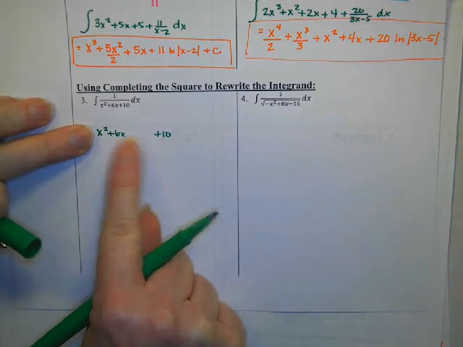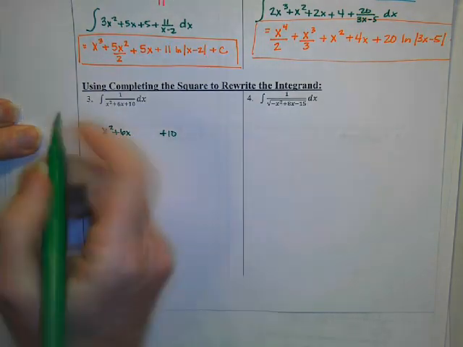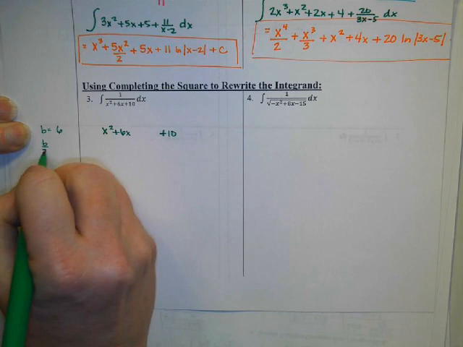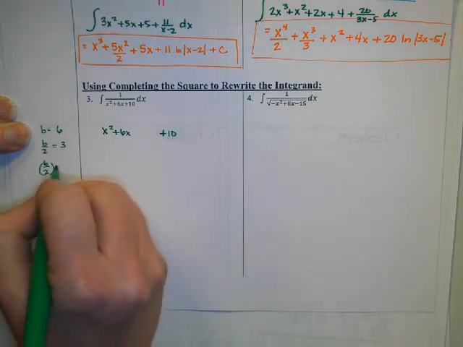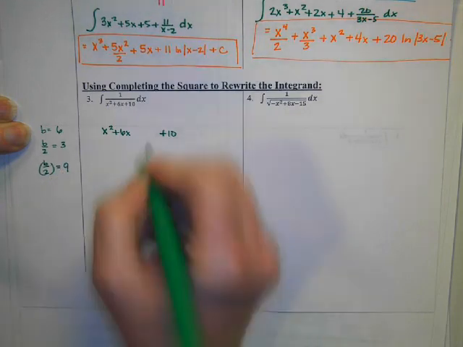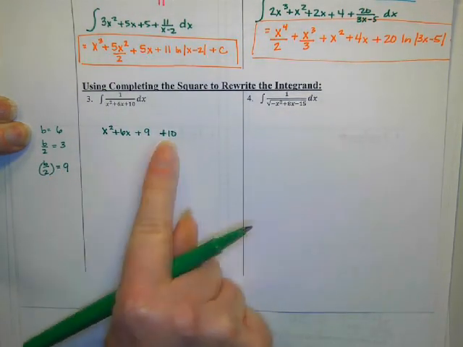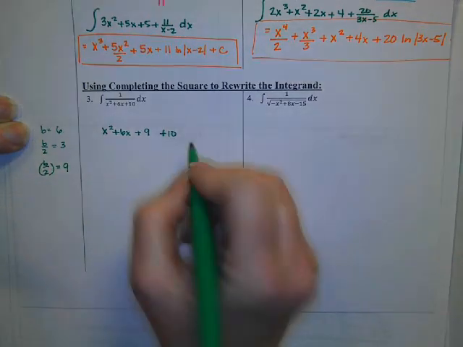So in order to do that, I find my b value, which is 6, whatever's with the linear. So it's positive 6. You half that value, which gives me 3. And then I square that value, which gives me positive 9. And I'm going to write plus 9 right here. Now, because all of this is one piece, I can't just add 9 to it. That would change the problem. But if you add 9 and subtract 9.